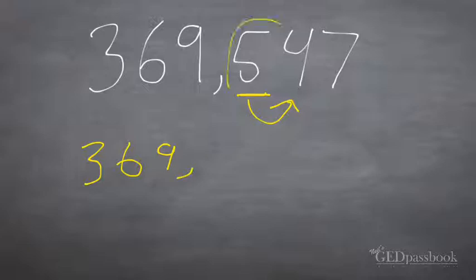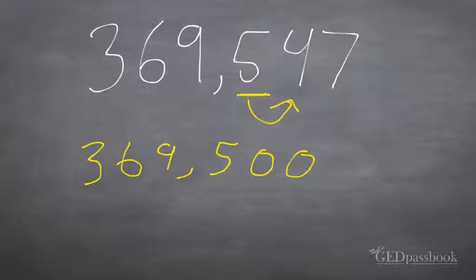The hundreds place will stay the same, and then again, everything to the right will become 0. So 369,547 rounded to the nearest hundreds is 369,500. It all matters on the question. If they tell you to round to that specific place value, you got to go to it and look to the right.